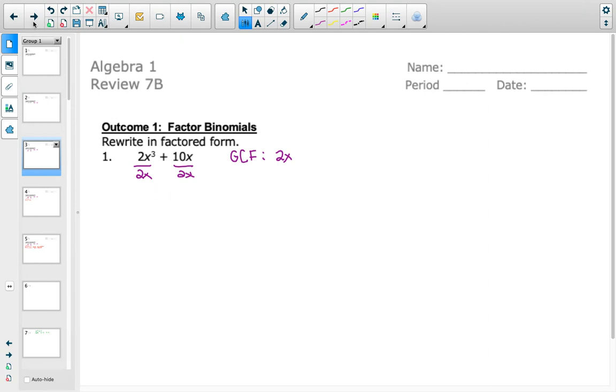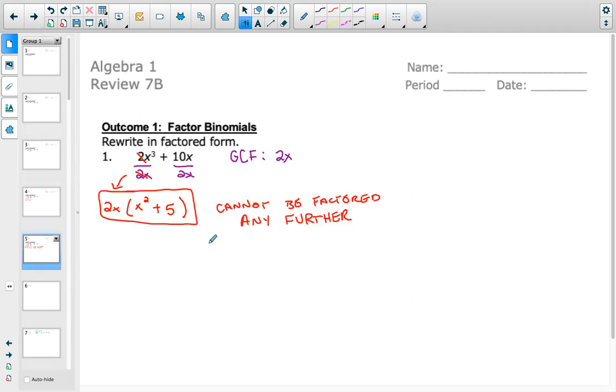I'm going to put my GCF out front of my parentheses here, and then everything that's left over goes inside my parentheses. So 2 divided by 2 cancels or becomes 1. And then x to the third divided by x is x to the second. Then over here I have 10 divided by 2, which is 5. And then x divided by x cancels, so there's no x's left. Now in this problem, I can't factor any further, so I'm just going to leave the answer like this.